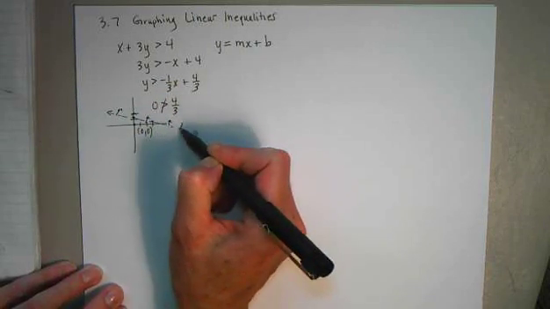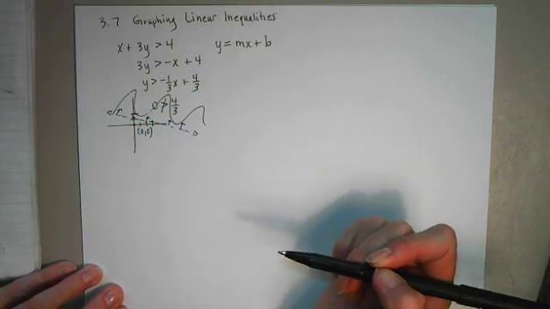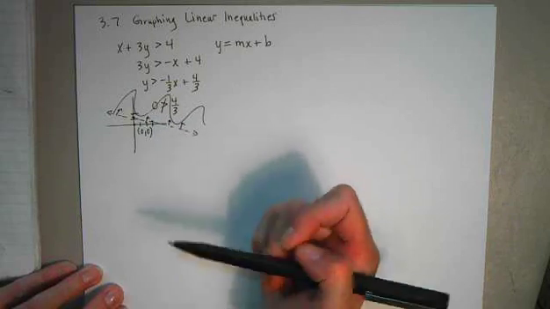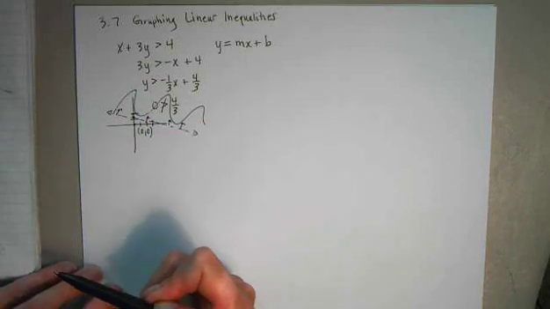And so once you have your final solution, you can just kind of shade that lightly so you know on a multiple choice test which graph to pick. And that's your answer. You have just graphed x plus 3y is greater than 4 right there.